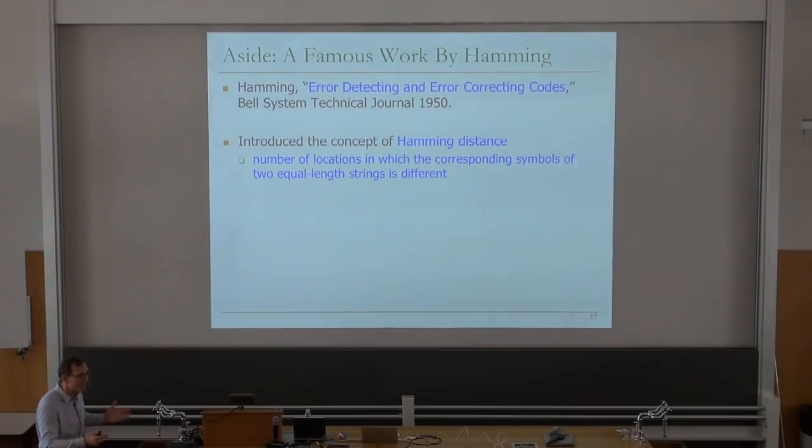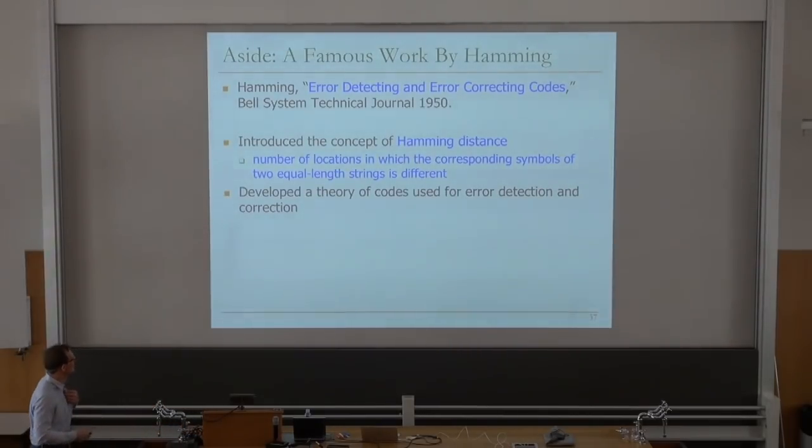If your Hamming distance is 1, that means you have 1 error in the strings, and you could actually design codes that are capable of correcting 1 error. You could do 2 errors, 3 errors, dot, dot, dot, and it becomes more expensive as you keep increasing the number of errors that you can correct. And this work actually developed a theory of codes that is used for error detection and correction. And it's very interesting. Of course, it's really early.